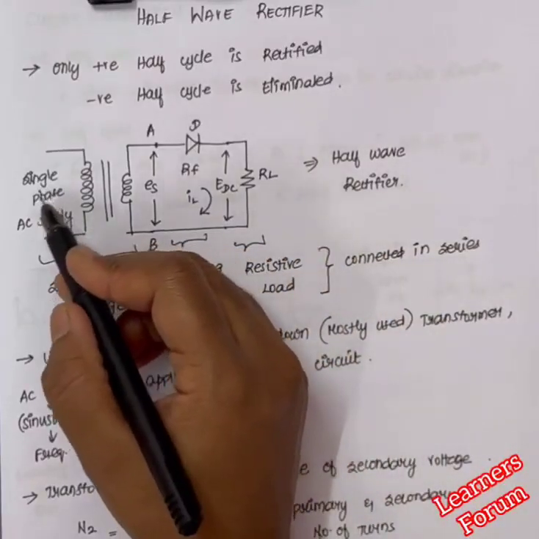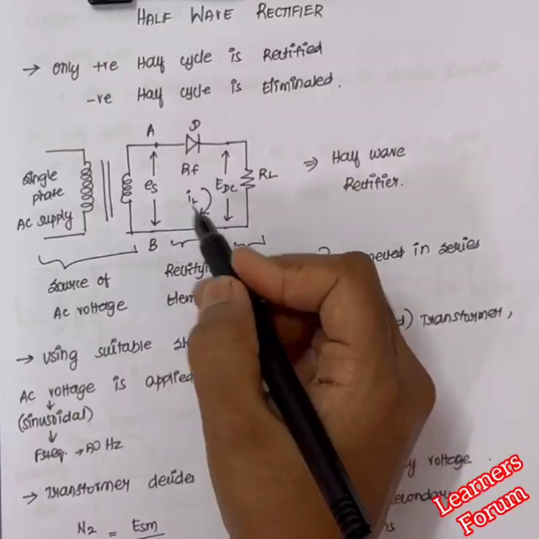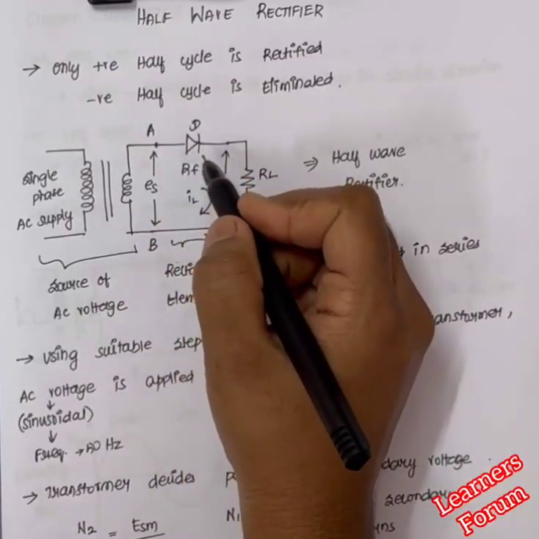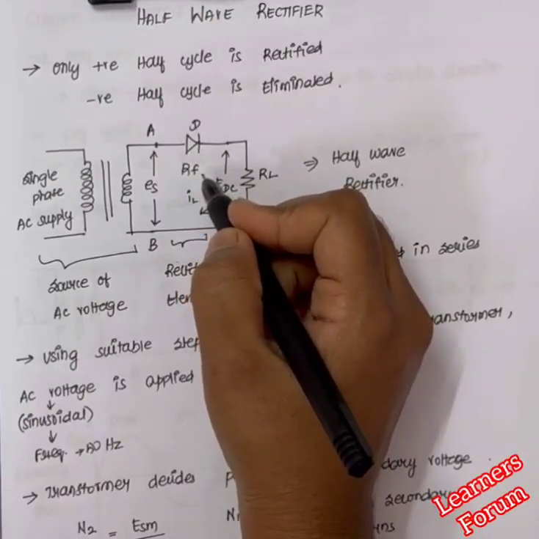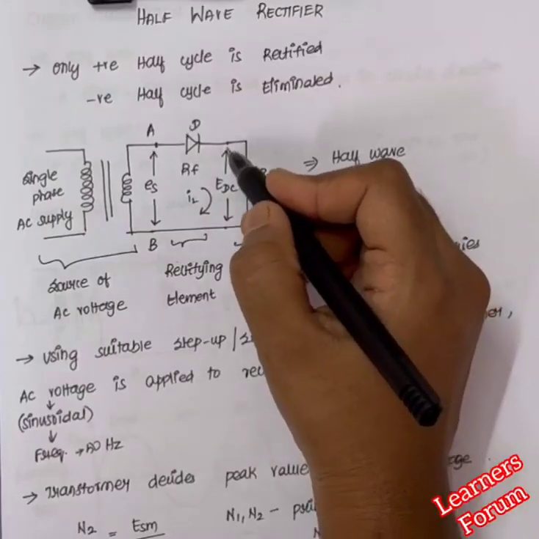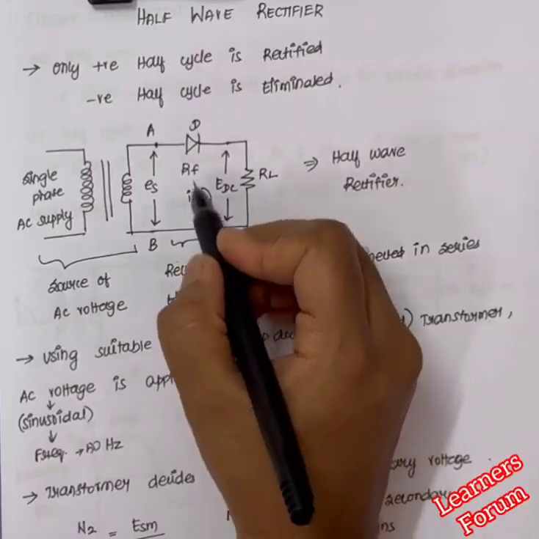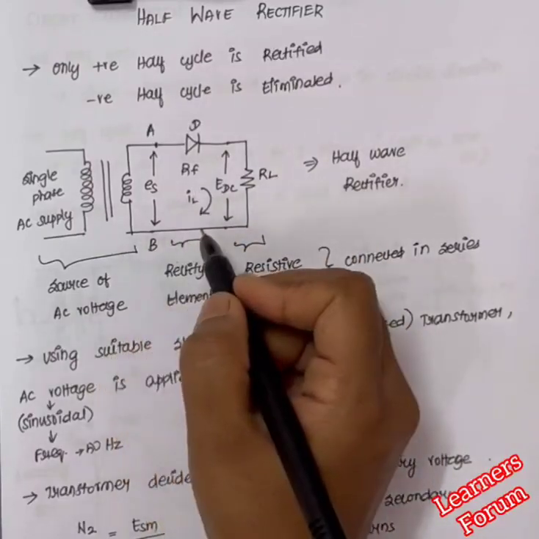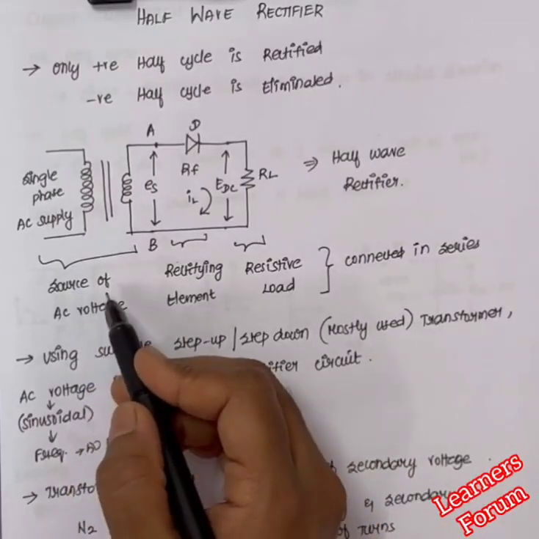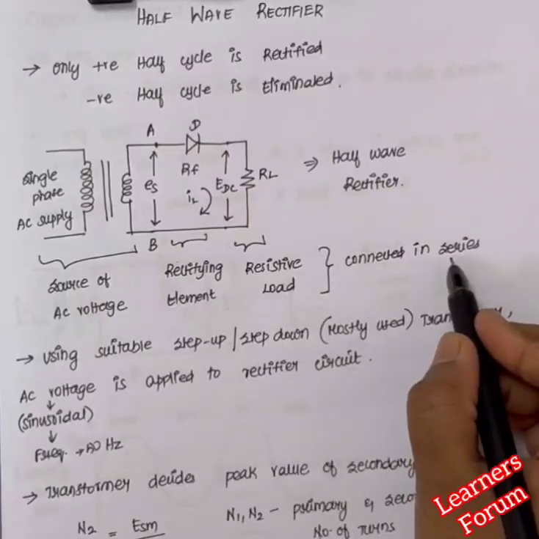Here we will have a single phase AC supply as the source of AC voltage, and in the rectifying element this AC voltage will be supplied to the diode, which has a forward resistance of RF. The third part will be the resistive load, where we will have the voltage across the element as EDC, and the load current flowing here will be IL. So this is the basic construction of a half wave rectifier. We will have all three elements, that is the source of AC voltage, the rectifying element and the resistive load, connected in series.